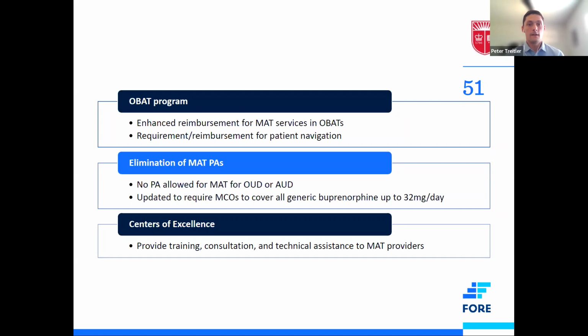And third, the Medicaid office established the 2 regional centers of excellence, which in addition to treating thousands of patients themselves across the 2 sites, also provide training, consultation, and technical assistance to MAT providers, and also help with disseminating best practices and launching programs like office-based practices. Next slide.